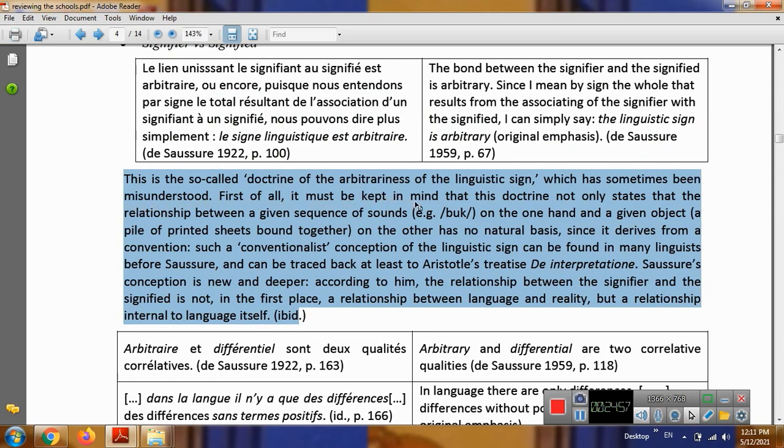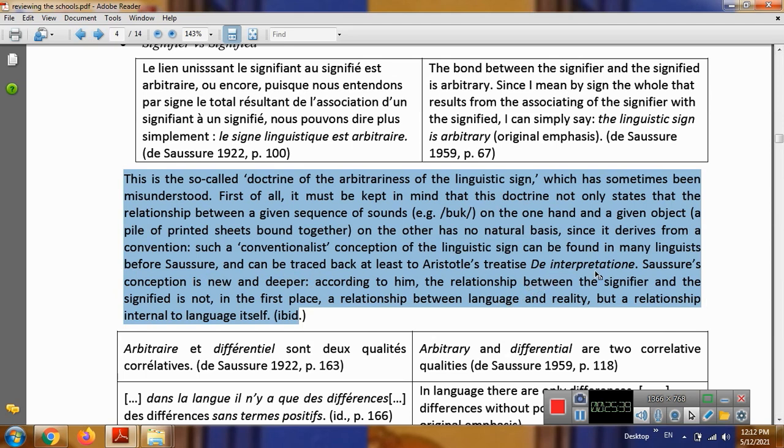First of all, it must be kept in mind that this doctrine not only states that the relationship between a given sequence of sounds, for example, book, on the one hand, and a given object, a pile of printed sheets bound together, on the other hand, has no natural basis, since it derives from convention. Such a conventionalist conception of the linguistic sign can be found in many linguists before Saussure and can be traced back at least to Aristotle.